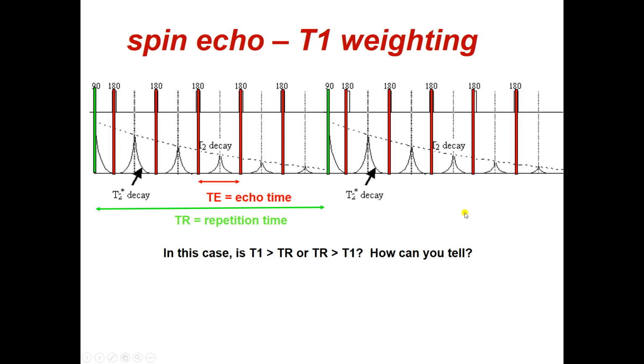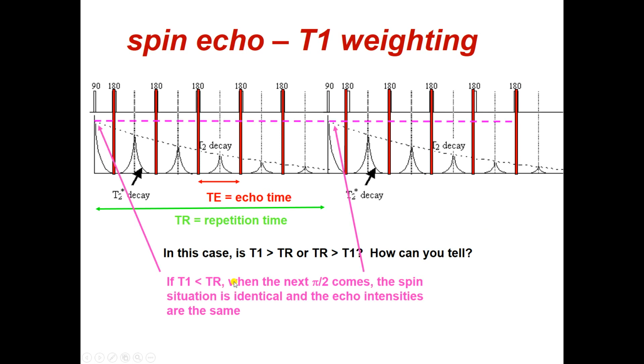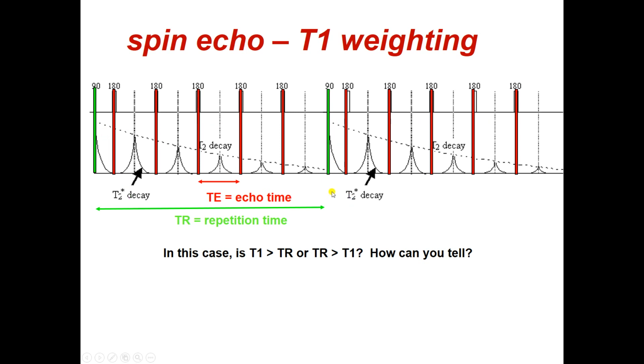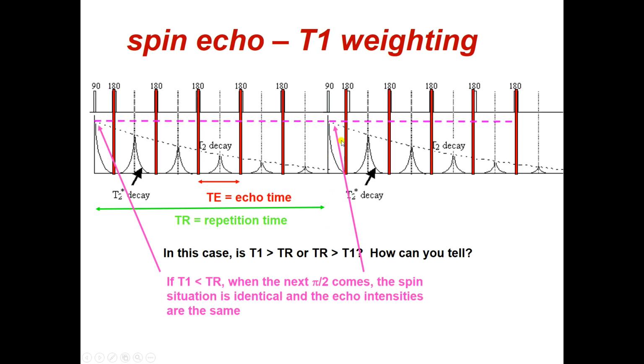Okay, so you've come back and you're trying to figure out, oh my gosh, how can I figure out if T1 is greater than TR or TR is greater than T1? How can you tell? Well, here's the thing. If T1 is much, much less than the repetition time, meaning that it's recovering much, much faster, when the next pi by 2 pulse comes in, which is this green pulse right here, the spin situation is identical and the echo intensities are the same.